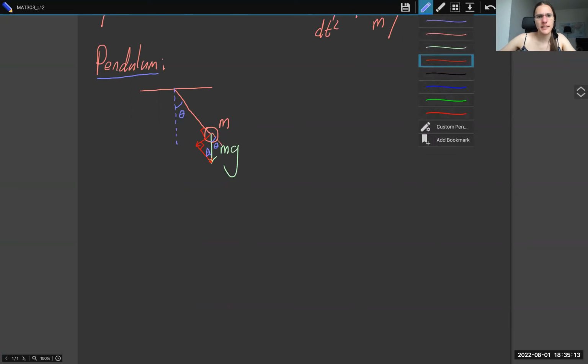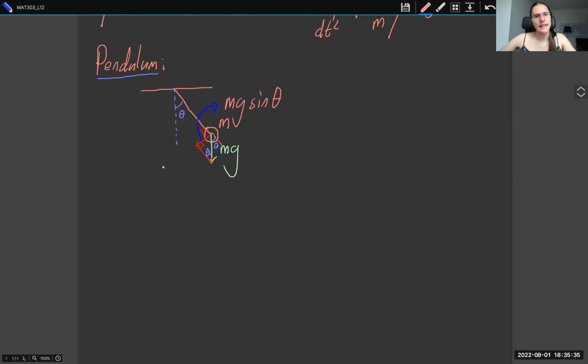Which means that this thing right here is going to have magnitude mg sine theta. And then this thing right here is going to have magnitude mg cos theta.